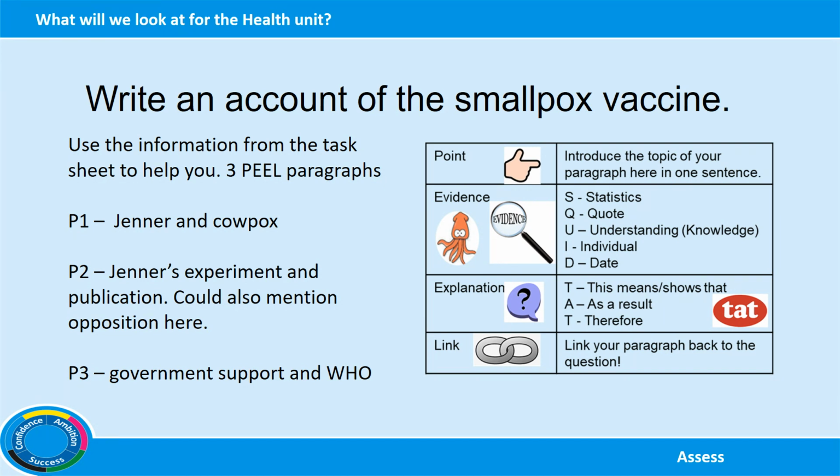So you start off by telling us about Jenner and the cowpox. Your second paragraph should be on the experiment and the publication of his findings. You could also mention a bit about opposition in that paragraph as well. And then your final paragraph should be looking at the government support and the impact the vaccine had. Now, you can use information from the previous task, so that piece of text. To help you with this, you can watch the YouTube video as well.